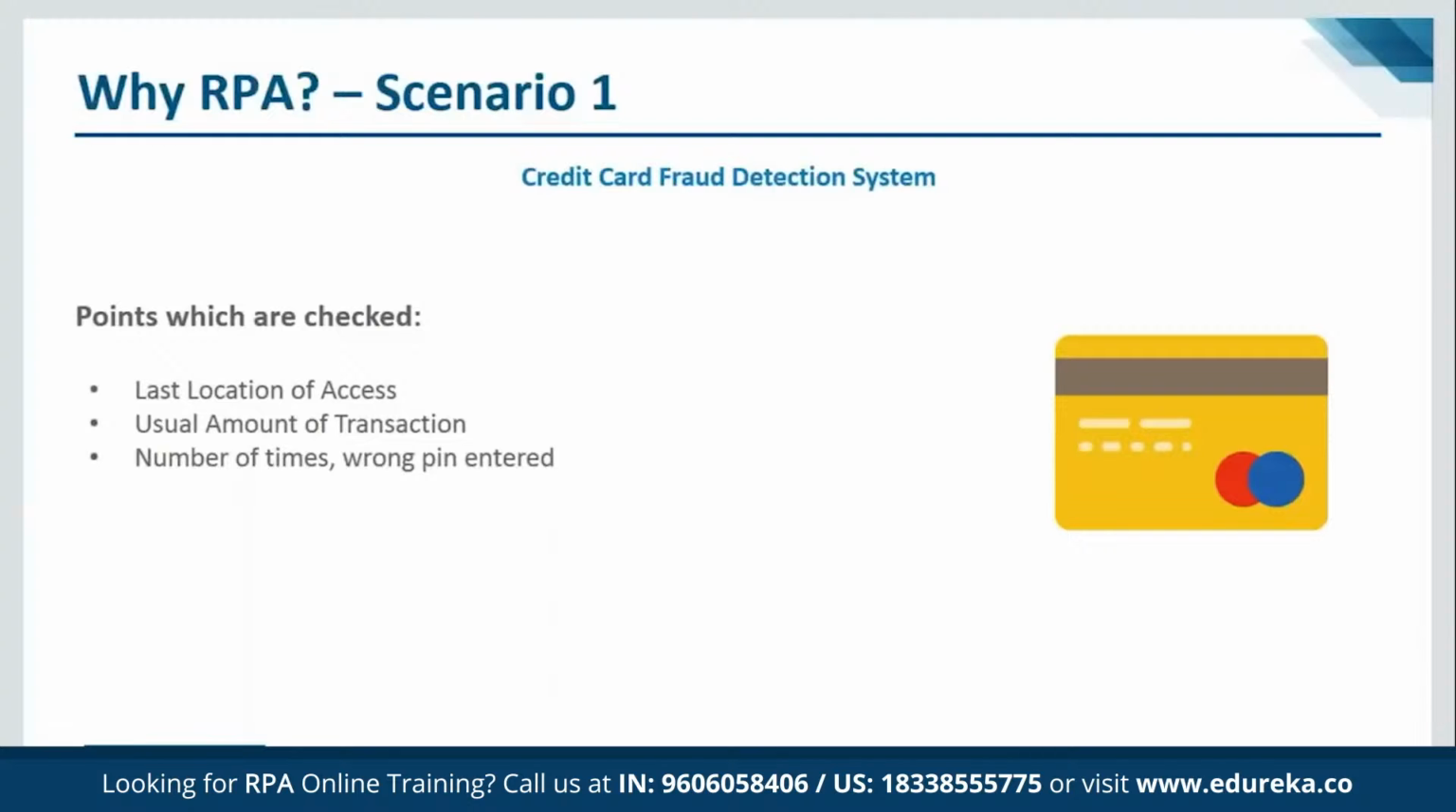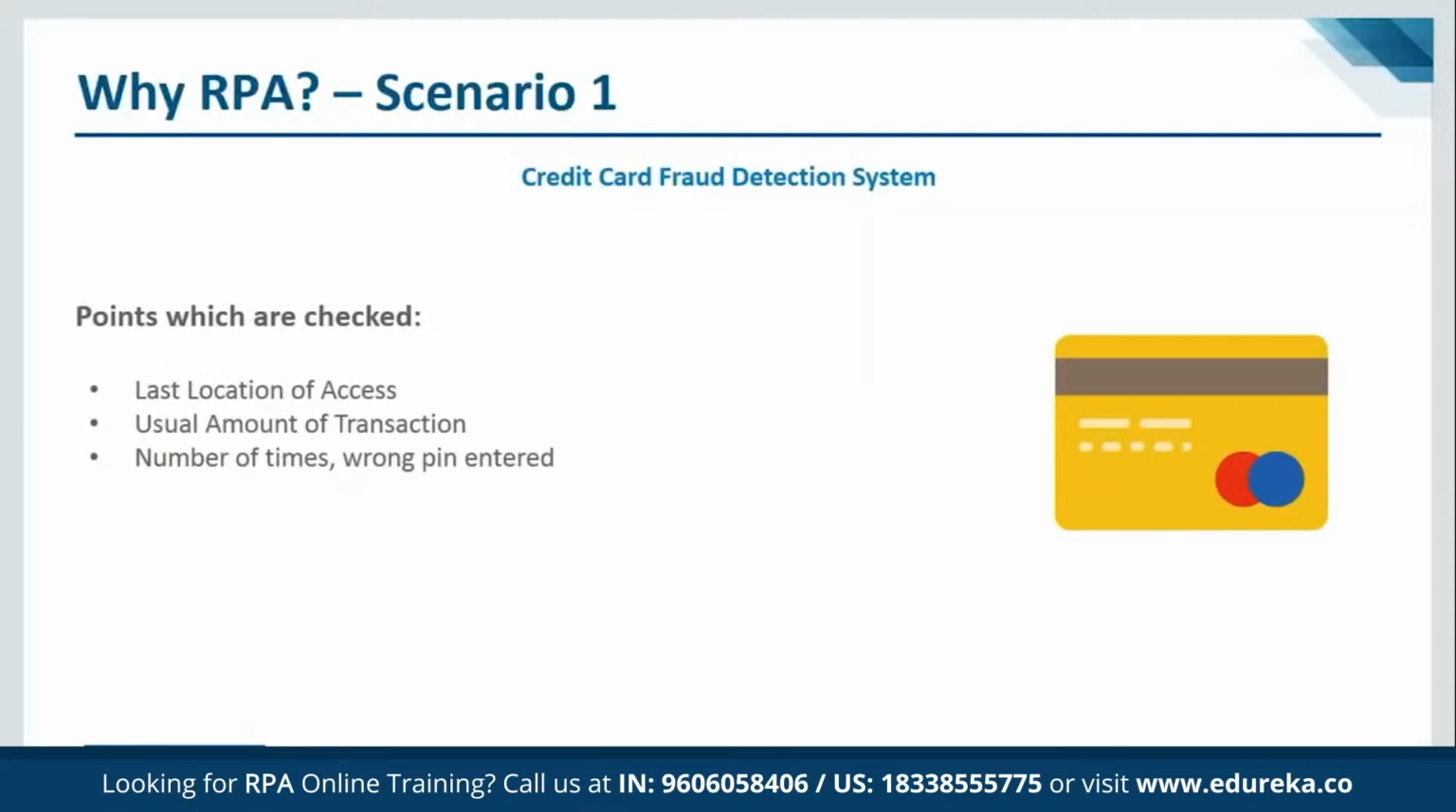For example, the last location of access of your credit card is far away from the location showing in the transaction right now. So it becomes suspicious. Second, the usual amount of transaction: maybe in a month you transact around 20 to 30,000 from your credit card, but suddenly you made a transaction of 500,000. That is a huge number, and that also becomes suspicious. The third rule could be the number of times you entered a wrong PIN. Someone may have got hold of a credit card and is trying to get money out of it, but he's not able to get your PIN right. So this could also be a suspicious transaction.